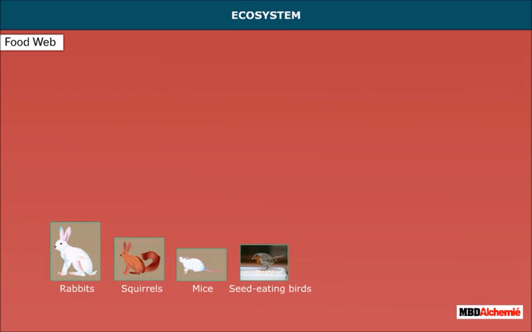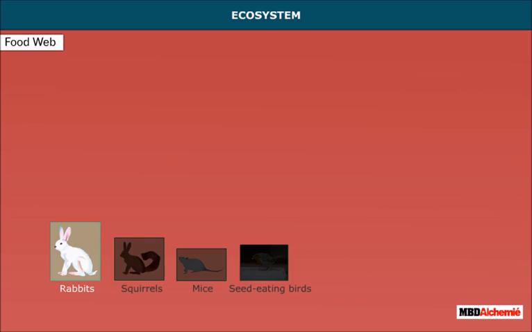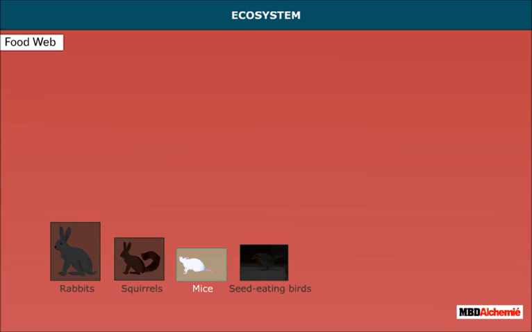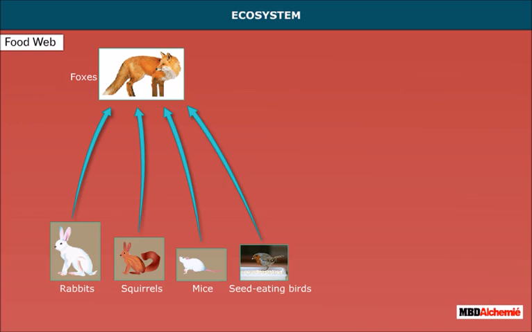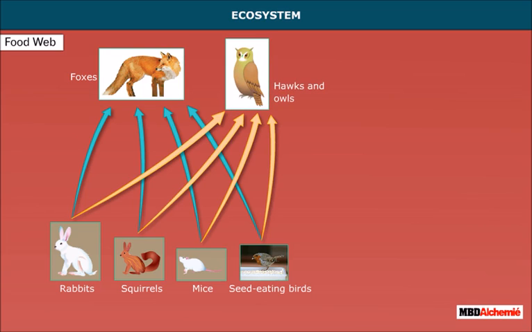Food web extends the food chain concept from a simple linear pathway to a complex network of interactions. In a typical food web, herbivores such as rabbit, squirrels, mice, and seed-eating birds can be eaten by foxes, hawks, and owls. Mice and seed-eating birds can also be eaten by snake.